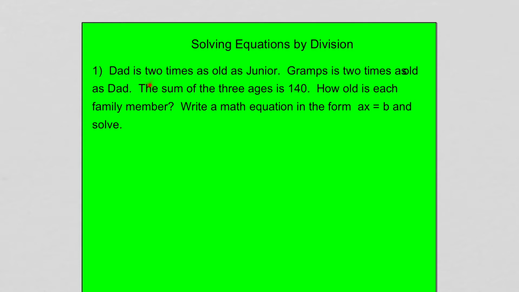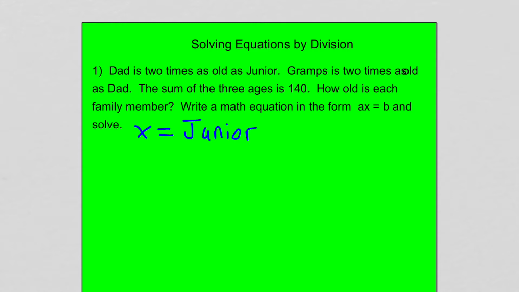So we have 3 unknown numbers in this question. We have Dad, we have Junior, and we have Gramps. Now look at this. It says Dad is 2 times as old as Junior. Well, we don't know how old Dad is, but we know he's double the age of Junior, and we don't know how old Junior is. So let's start simple. Let's say X will equal Junior.